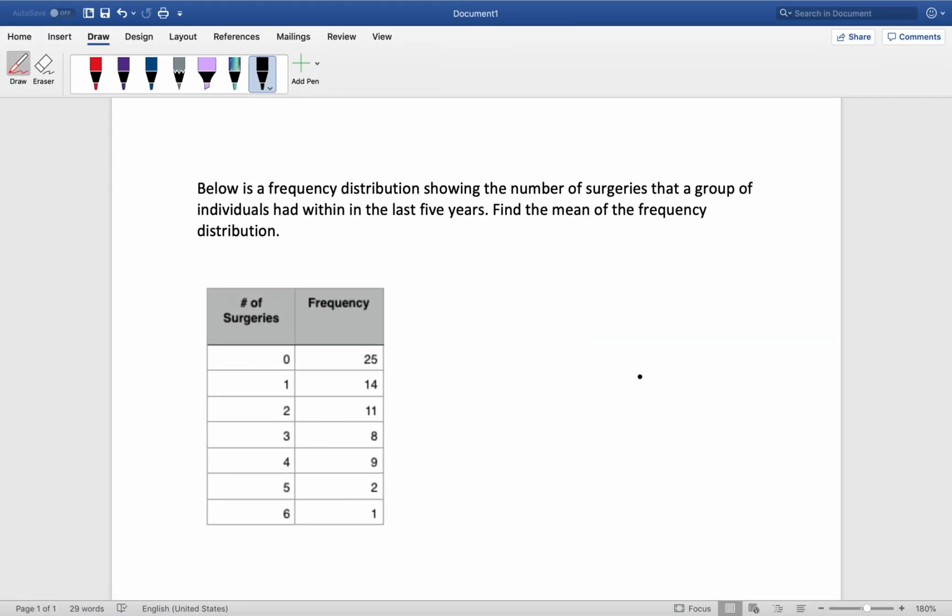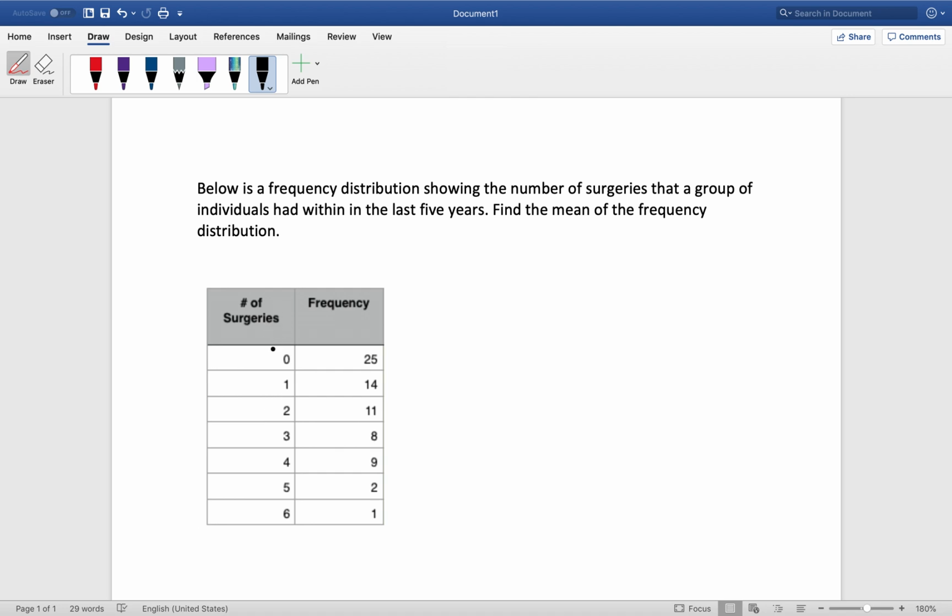In this video, we will learn how to find the mean of a frequency distribution, both by hand and in StatCrunch. So in this problem, we have a frequency distribution showing the number of surgeries that a group of individuals had within the last 5 years. And we want to find the mean of this frequency distribution.